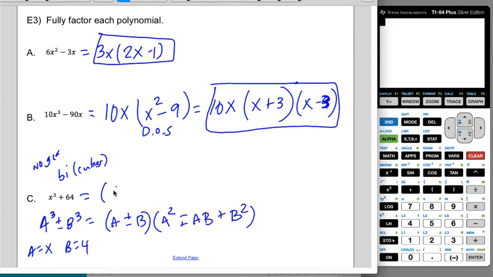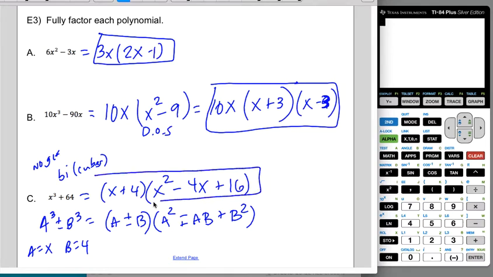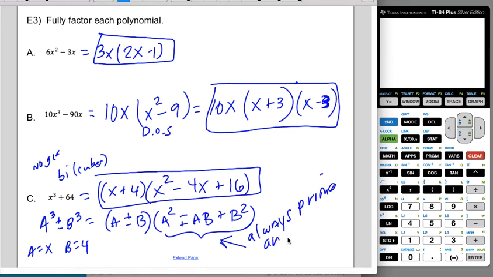So this is going to be x plus 4, because I kept the sign, then x squared minus a times b, which will be 4x, plus b squared will be a 16, right? It is worth noting that this is always prime, meaning it doesn't factor, and has no real zeros. So there are no real roots, no real zeros to this trinomial. I promise you that's the case always and forever. I'm more than happy to walk you through why.